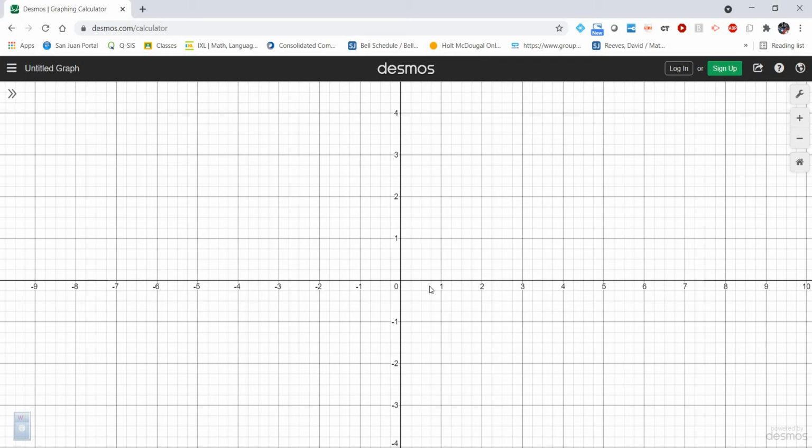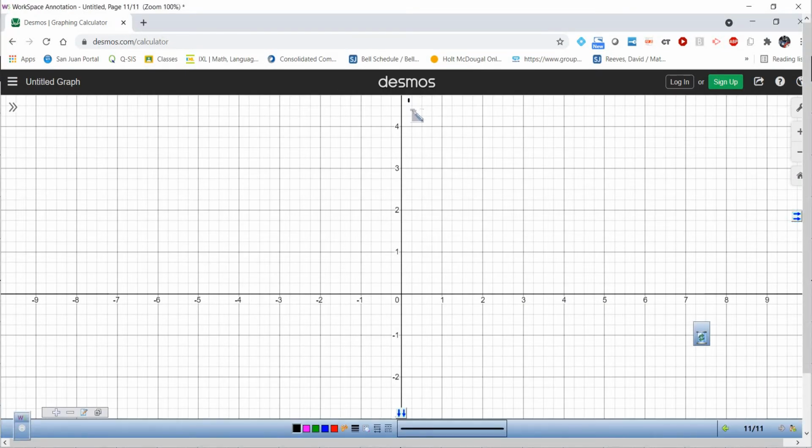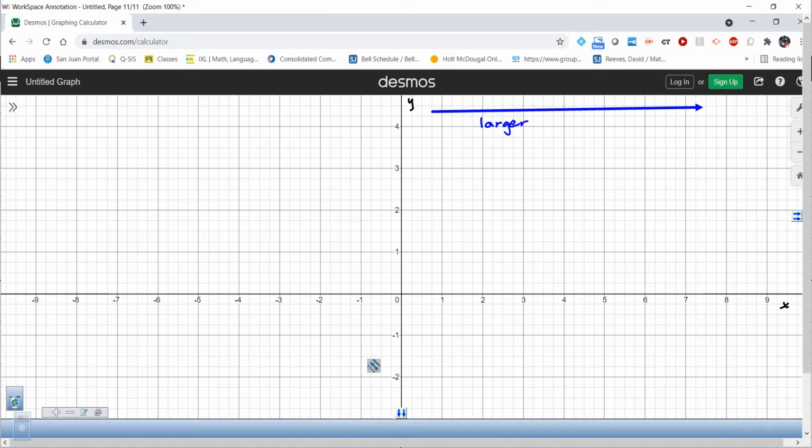Right here we have the number line. This is actually the coordinate plane, and this is our y-axis, and this is our x-axis. But the x-axis is also what we refer to as the number line, so we're just going to be using the number line part right here. All right, so just a reminder, when we're talking about the number line, as we go to the right, values get larger. And as we go to the left, values get smaller.